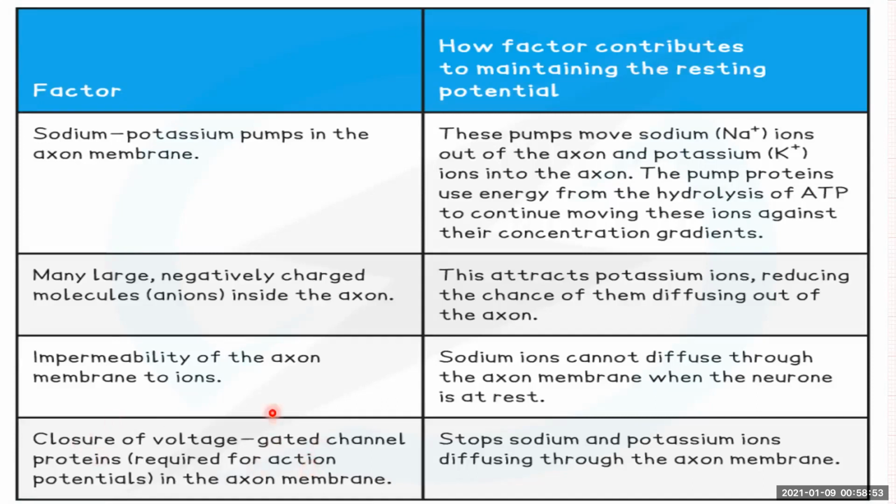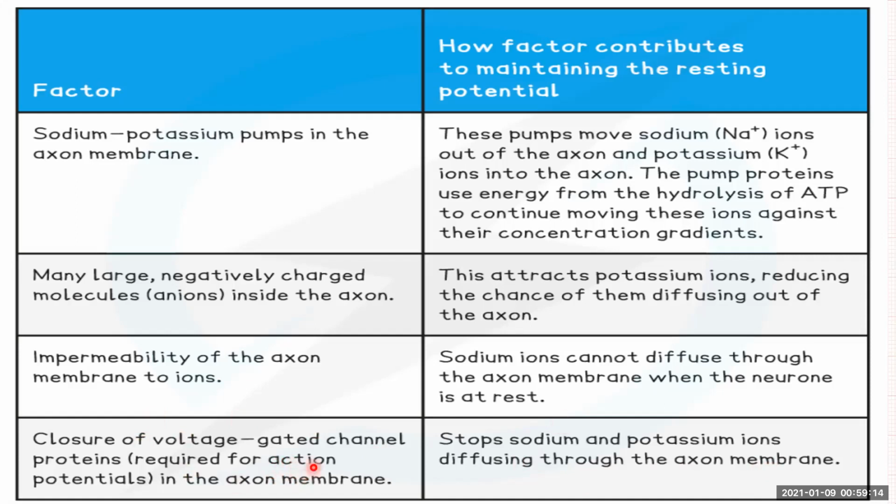Besides these channels for sodium and potassium, there are voltage gated channels as well. These voltage gated channels remain closed, and this keeps sodium and potassium ions from diffusing through the axon membrane. The moment these voltage gated channels open is the time when an action potential is generated.